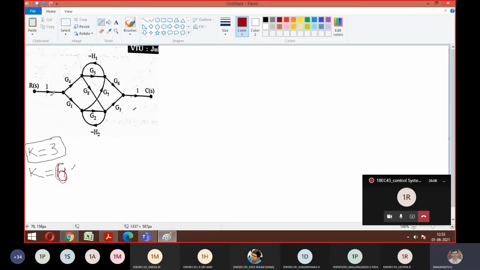So what is the first path? So G1 is flowing in this way. So G1, G2, G3, and this C(s) is the first one. Is it correct? Yes, sir. Okay. So second one, from this end, G4, G5, G6 and output. So this is your second one. So this you will debug easily, not an issue.